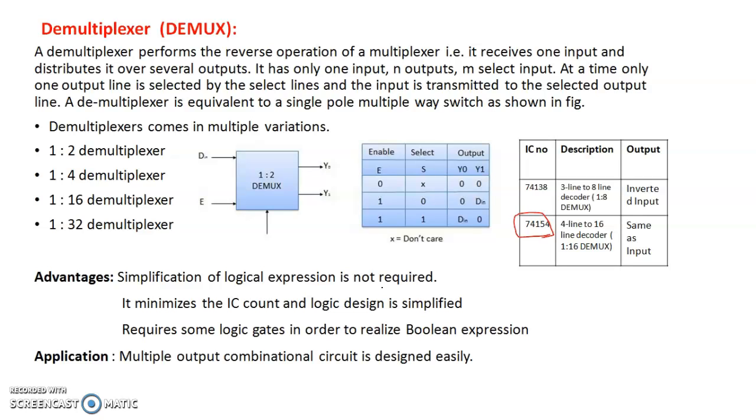So the advantages of demultiplexers are that simplification of the logic expression is not required here. It minimizes the IC count, and the logic design is very simplified here. It requires some logic gates in order to realize the Boolean expressions. The ICs for demultiplexers are 74138, or you can also use 74154 for the demultiplexer. And the applications for demultiplexers are that multiple output combinational circuits can be designed with the help of a demultiplexer very easily.